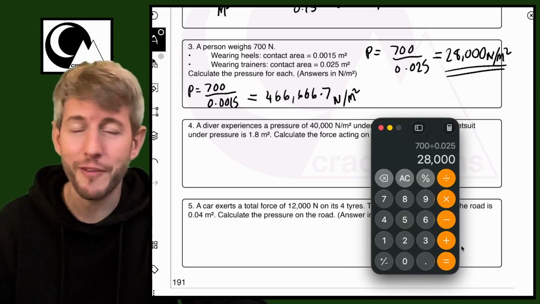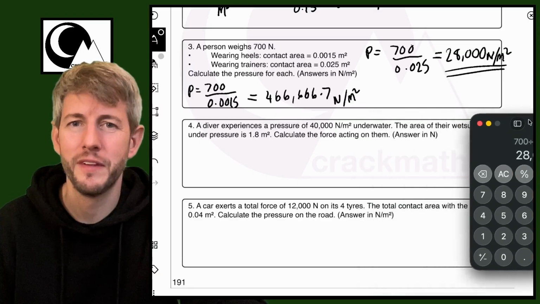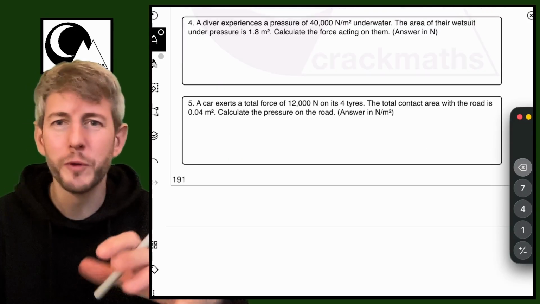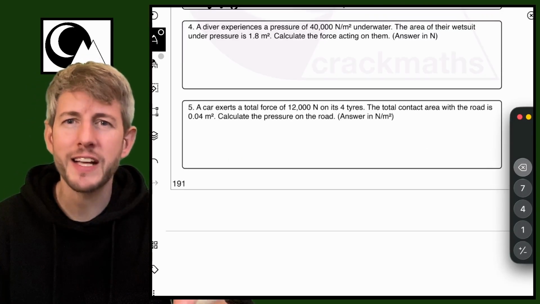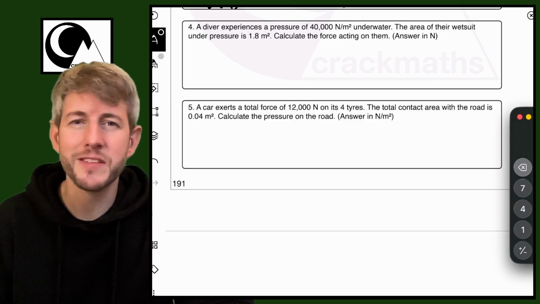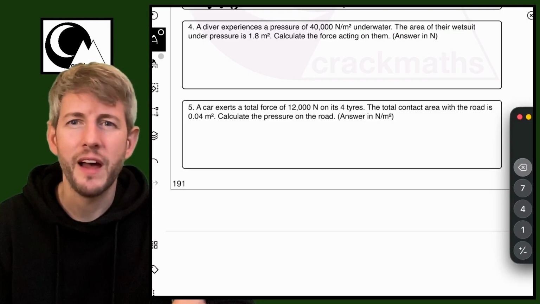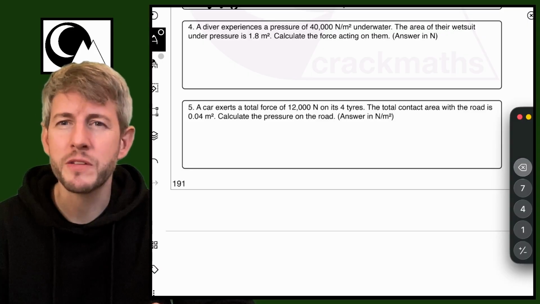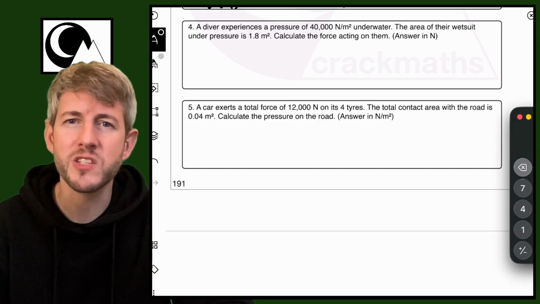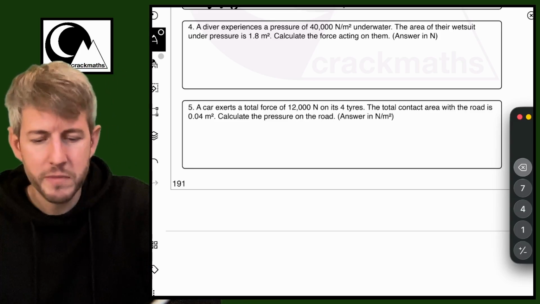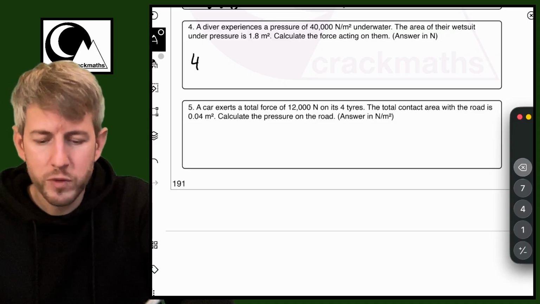Let's have a look at question 4. Question 4 says, a diver experiences a pressure of 40,000 newtons per meter squared underwater. The area of their wetsuit under pressure is 1.8 meters squared. Calculate the force acting on them. So we know the pressure this time, so we've got the pressure is 40,000.